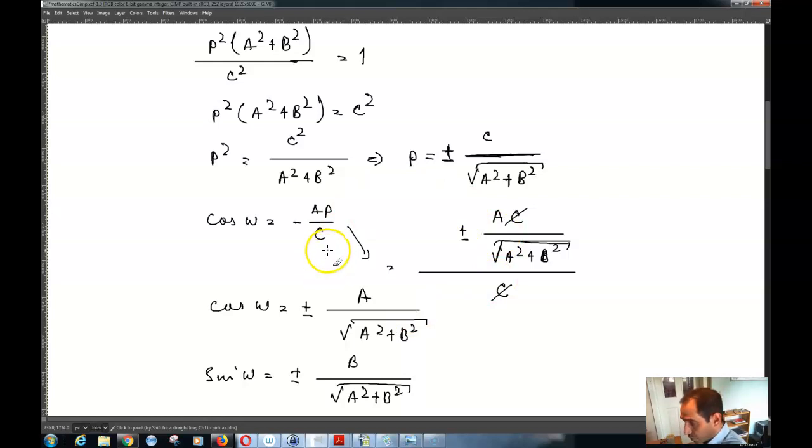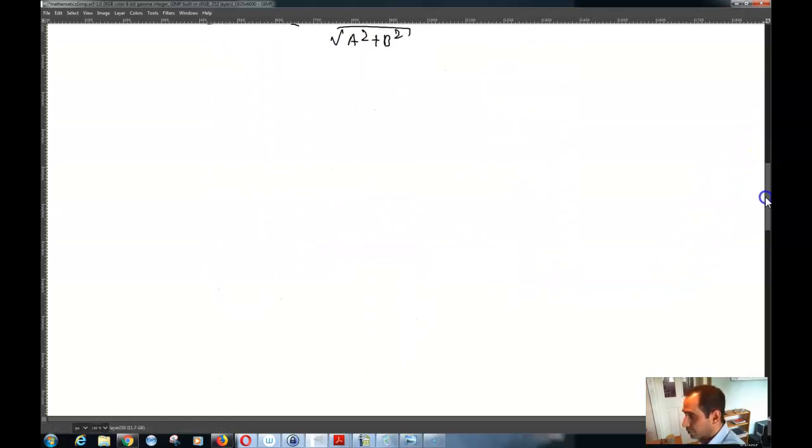Now, when you want to convert a line from the general form to the normal form, as you saw before, it doesn't really make any sense to calculate each and every one of those things. For example, we know that cos omega is equal to plus or minus a over the square root of a squared plus b squared.